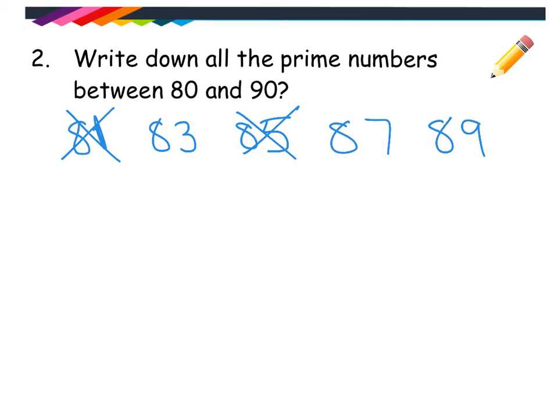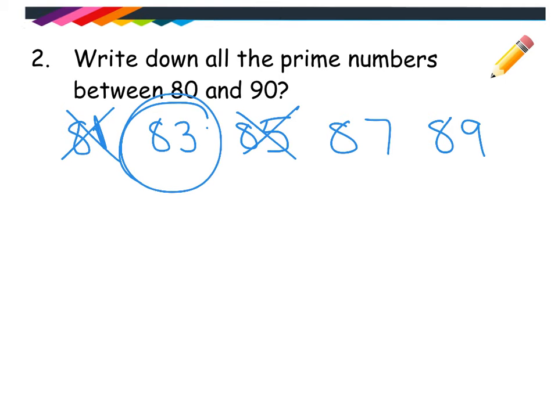Let's have a look at these other ones. 83 doesn't divide by 3. It doesn't divide by 7. It doesn't divide by 11. Therefore, I reckon it's prime. So 83 is a prime number.